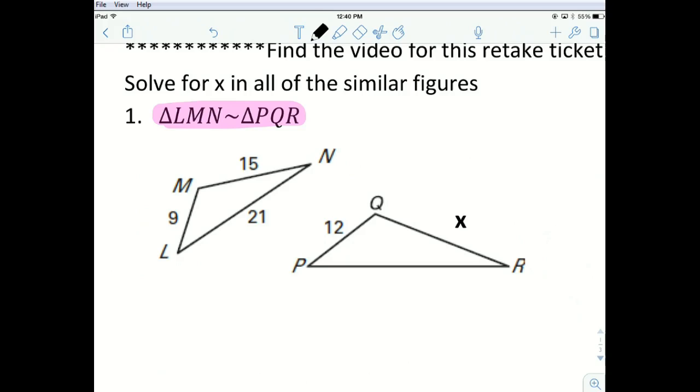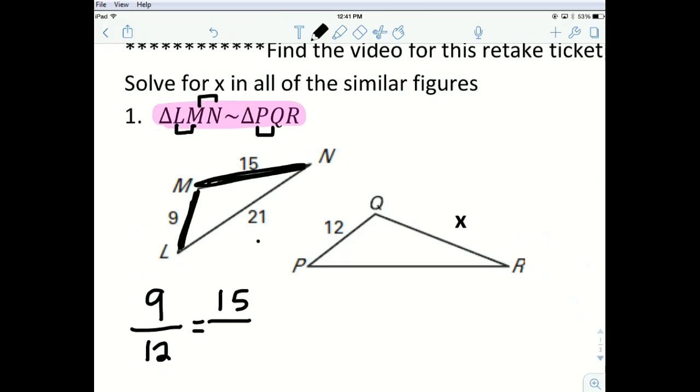So I'll start with this side over here, this 9. That's ML. If I look at ML on my first triangle, that's my first 2. So I'll start with that 9. That has to match up with the first 2 on my second triangle. So that's going to match up with PQ, which is 12. Likewise, I know that I need to find this variable x, so I'm going to try to figure out what matches up with QR, and it's going to be MN. So MN is 15, and that matches up with QR, which is this x.